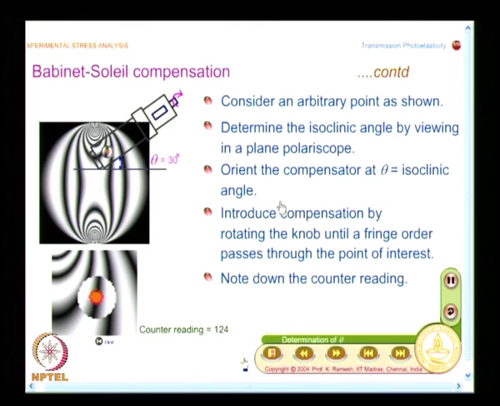So, this is how you do the Babinet-Soleil compensation. So, I stop the rotation of the knob until a fringe passes to the point of interest, and you need to note down the counter reading. And in this case the counter reading turns out to be 124.